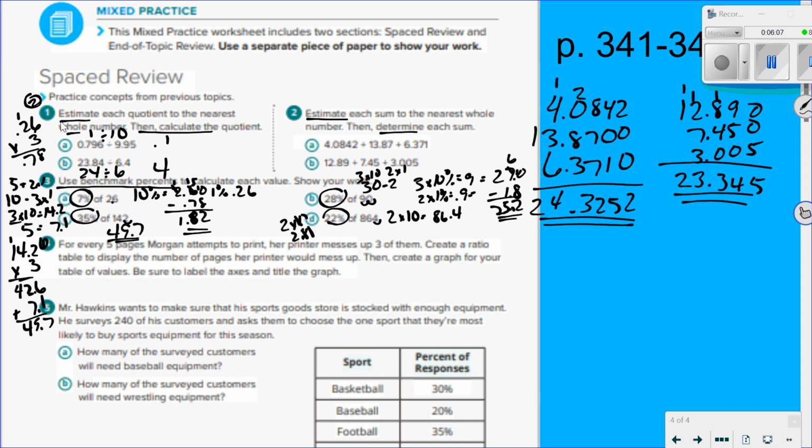But I'm going to double that. So 86 and 4 tenths times 2. And 1 decimal gives me 8, 12, 17, 1 decimal. So that's 172 and 8 tenths. And then I do 2 times 1%, which is 8 and 64 hundredths.